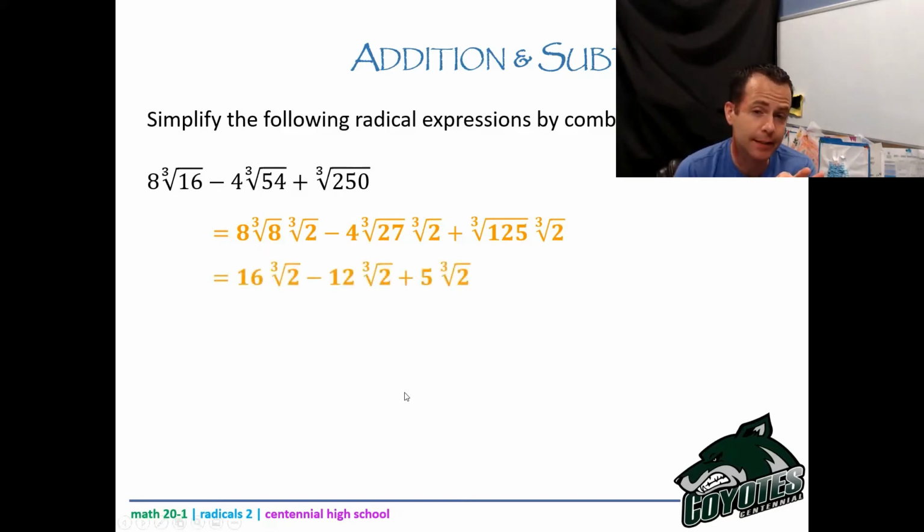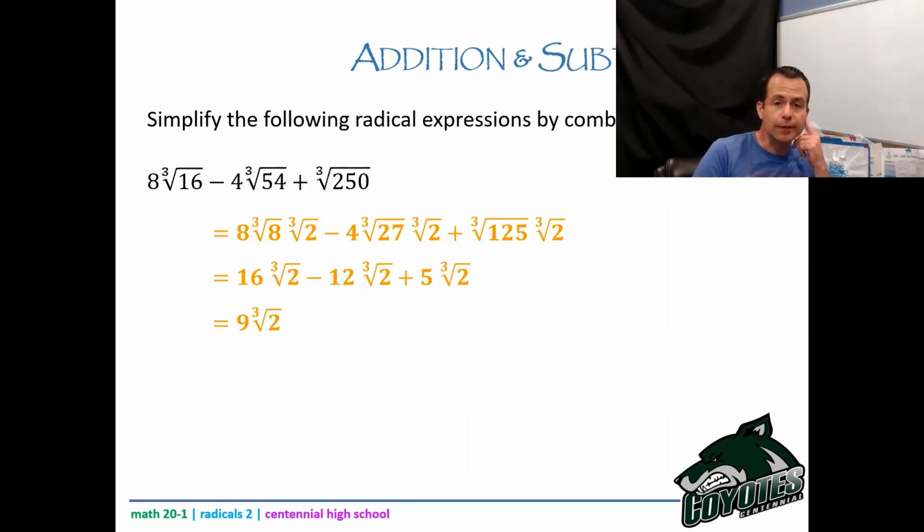Now at this stage I'm going to say, okay, can I combine anything together? And yes, I can combine them all together because they all have the same radicand. So I'll have 16 minus 12 is 4. 4 plus 5 is 9. So I end up with 9 cube root 2. Okay, 9 cube root 2. You're doing great, friends.